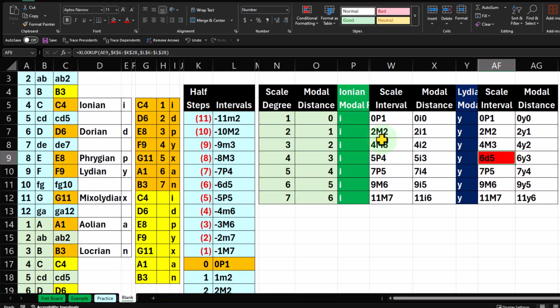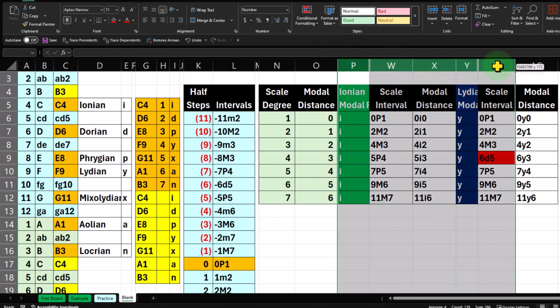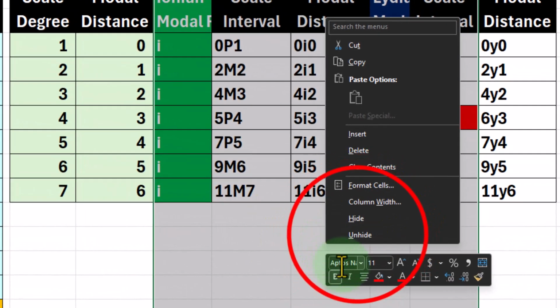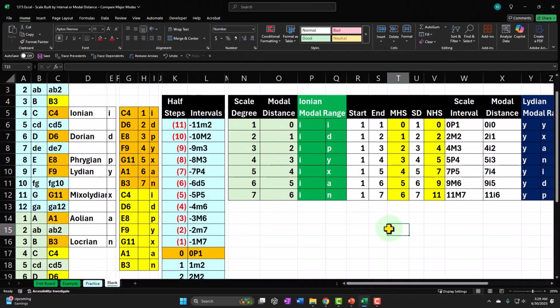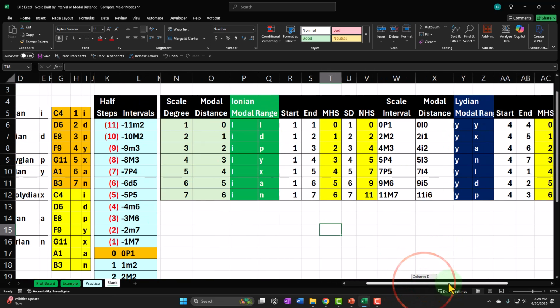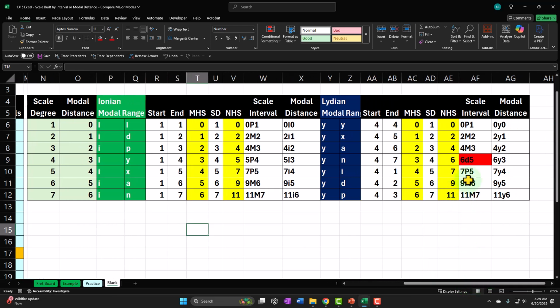All right, let's do the same thing for the Mixolydian. I'm going to select these, right-click, and unhide all that stuff. And then I'm going to see if I can copy this same thing. So I fixed these ones. I could copy either one of these, and I should be able to do minimal changes, which is basically just changing the starting point for everything. So let's see if I can copy from here.